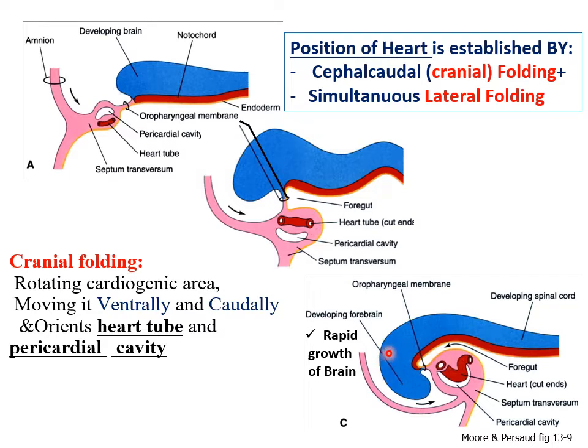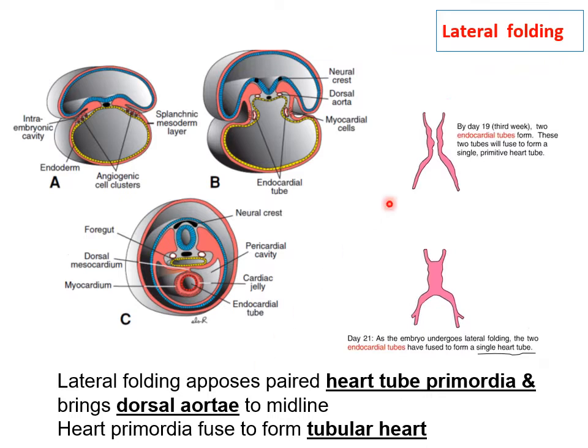So the brain is coming in here, developing the brain in here, and due to the rapid growth of the brain, our heart tube and pericardium will be coming caudal to that, coming to its position in the chest. Of course, this is the ectoderm, and the spinal cord is coming in here, and here is the foregut, here is the heart tube, and here is the pericardium. Just try to study and concentrate on these figures. So the first folding is the cranial folding, what we call cephalocaudal folding. Then we shall come to the next one, which is the lateral folding.